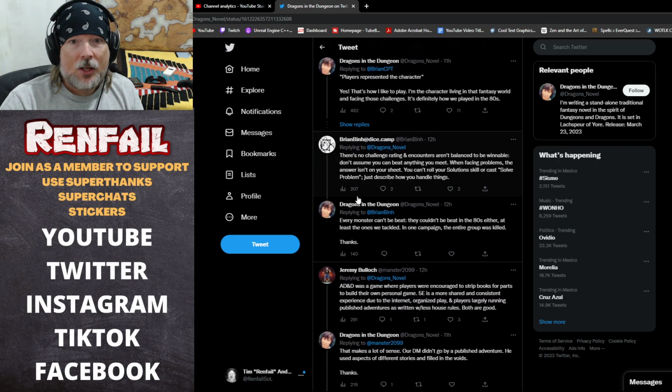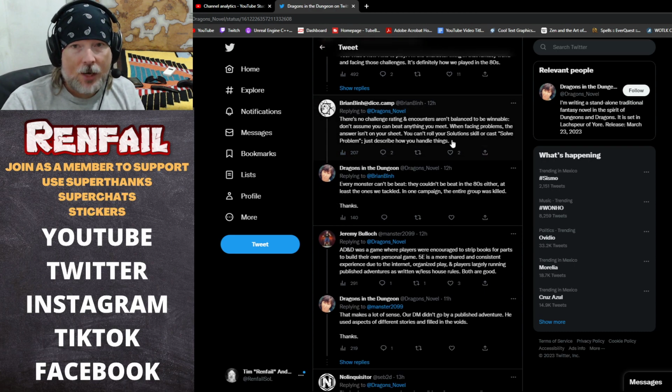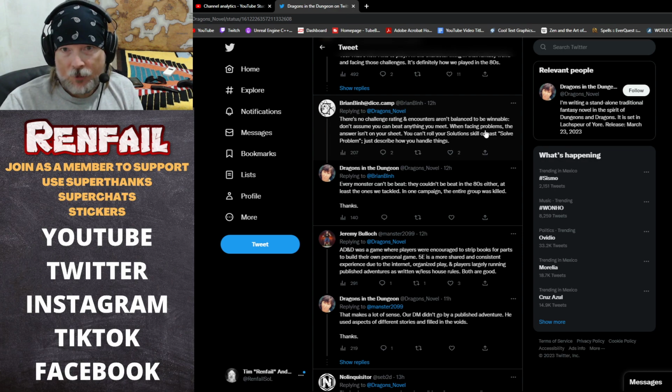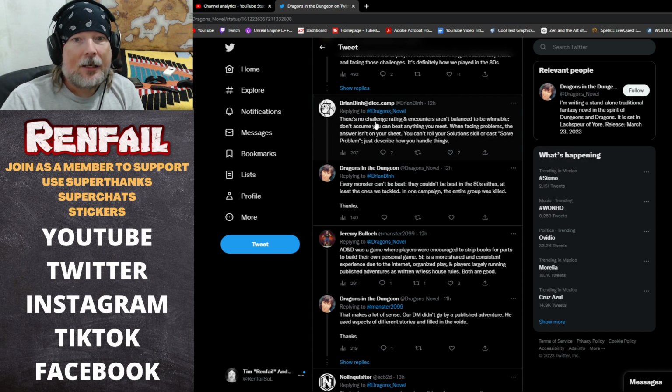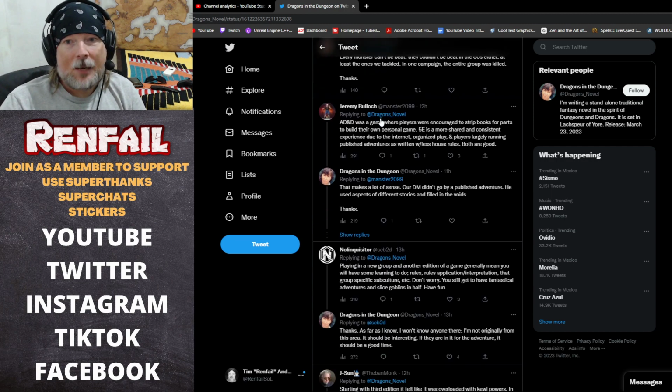Here's another good example. It says there's no challenge rating and encounters aren't balanced to be winnable. Don't assume you can beat everything you meet. When facing problems, the answer isn't going to be on your sheet. You can't roll a solutions skill or cast solve problem. You sometimes have to describe how you handle things to figure out if it's going to work or not. In one campaign, the entire group was killed.